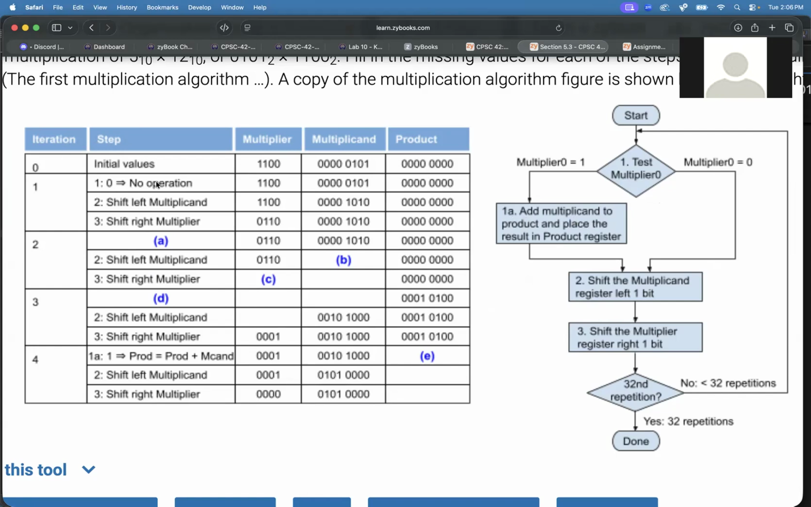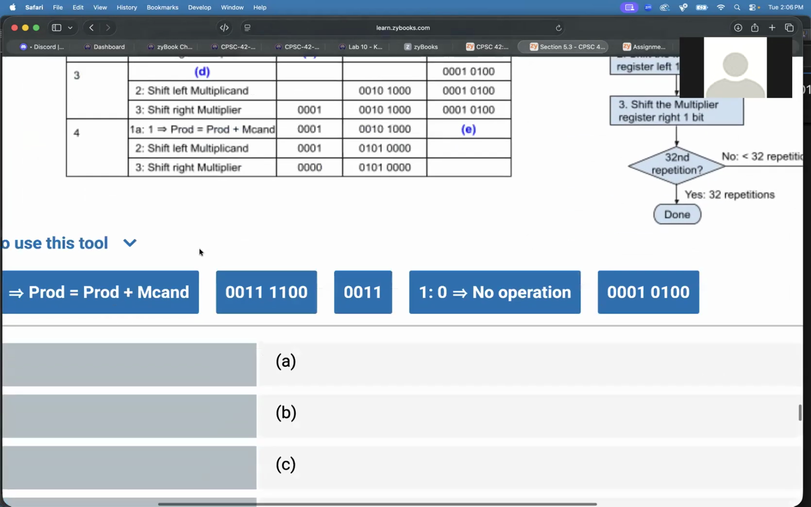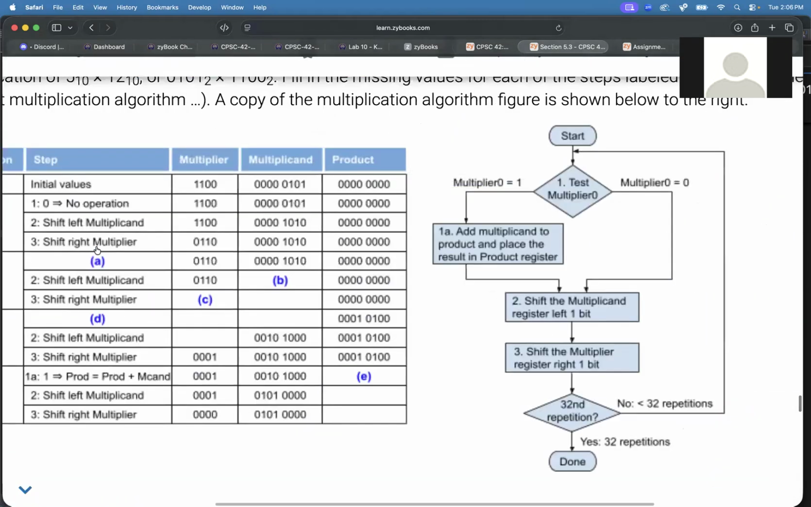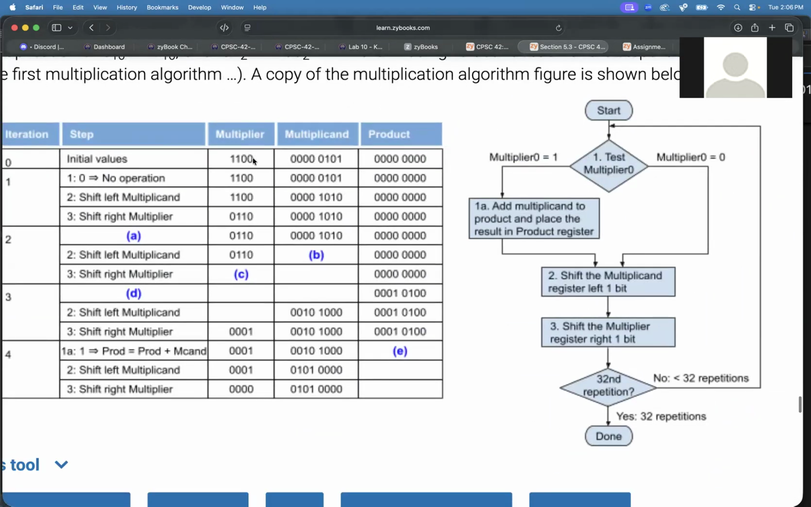If this says no operation, the other possibility would be to actually do something for step 1a. But because this bit is 0, we do nothing. Then we need to do step 2 and step 3.